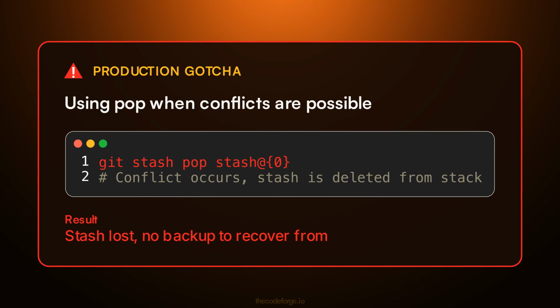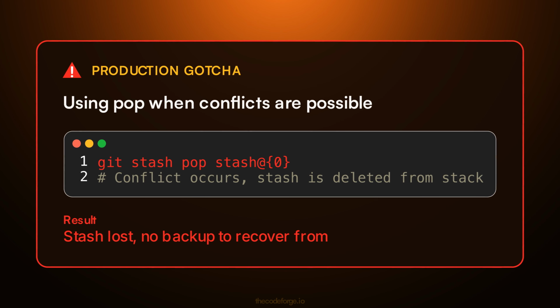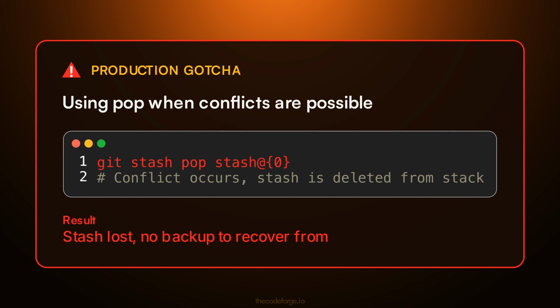If you use git stash pop and it hits a merge conflict, the stash is removed from the stack before you resolve the conflict. You're left in a conflicted state with no stash backup. Always use apply when there's any chance of conflict.